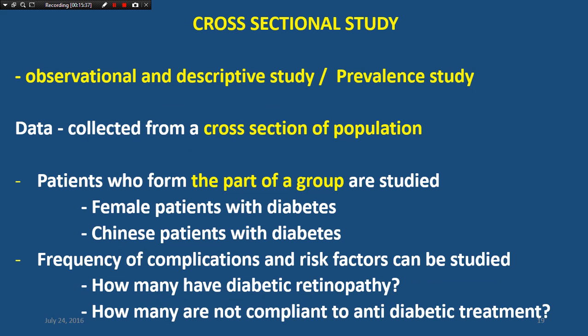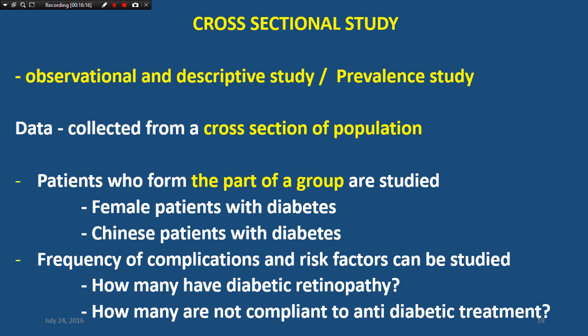Now we will go to cross-sectional study. Cross-sectional study is a type of observational and descriptive study. It is otherwise known as prevalence study. Data collected from a cross-section of the population or a sample of the population which is representative of the total population. Patients who form the part of a group are studied. Female patients with diabetes, Chinese patients with diabetes. We can study a group of the population.